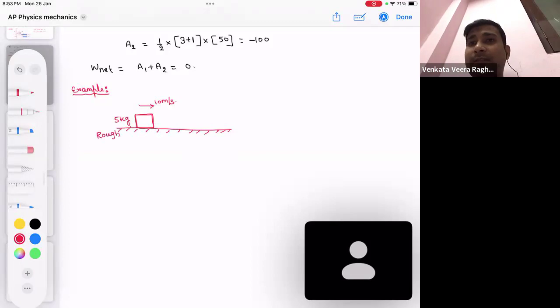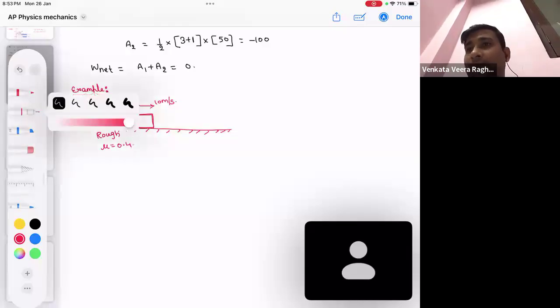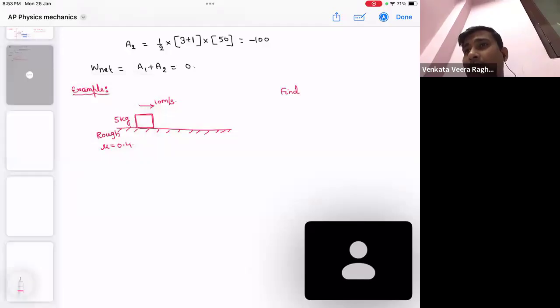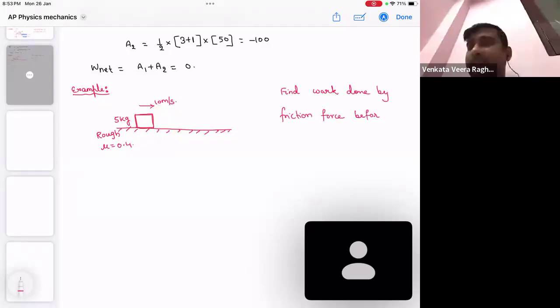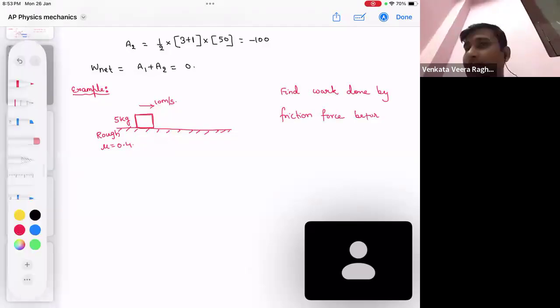The rough surface has a coefficient of friction of 0.4. So they are asking in the question, find the work done by friction force till it comes to rest.